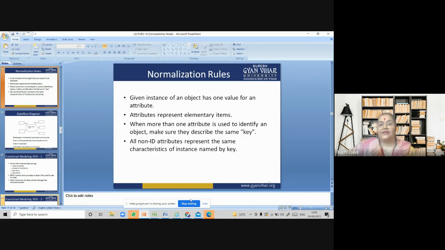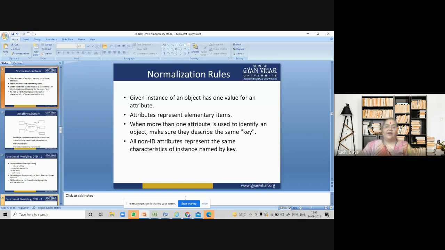When we talk about normalization rules, we see that if a given instance of an object has one value for an attribute, it represents an elementary item, and when more than one attribute is used to identify an object, make sure they describe the same key. I think you must have studied these normalization rules in the previous class as well, yes or no?